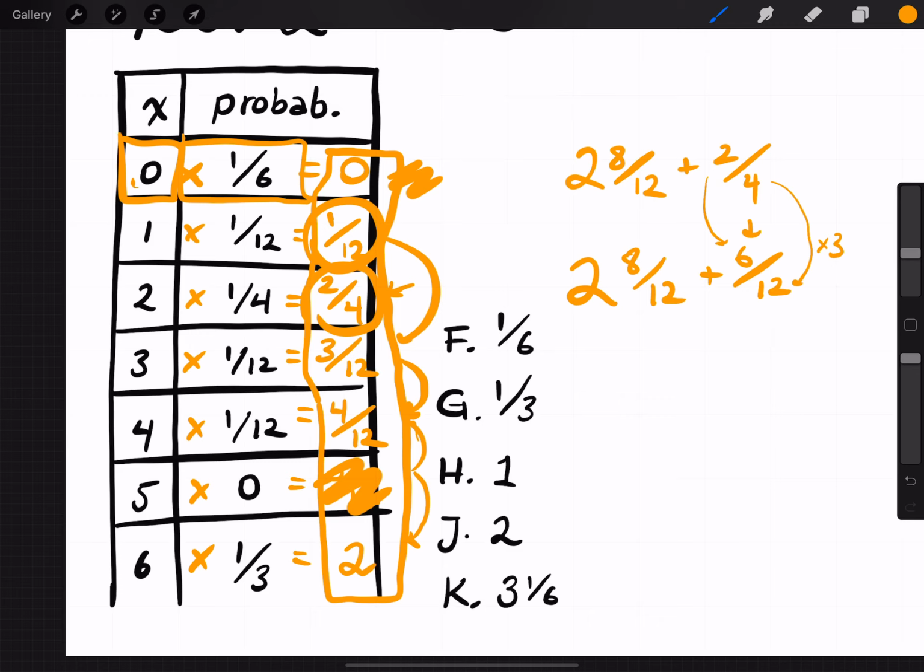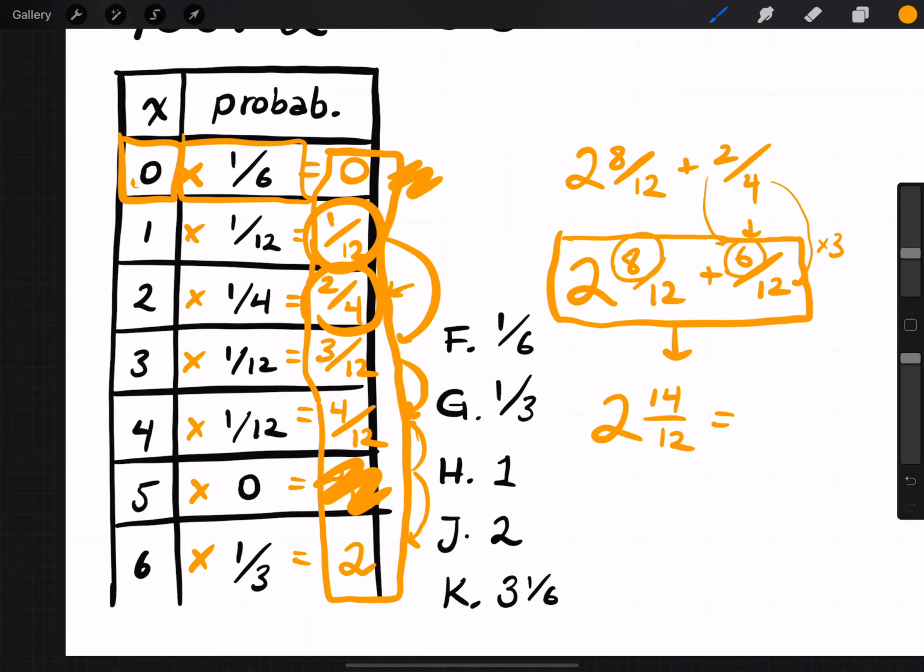I know I made it seem easy when I said we just had to add. This is actually some hard fraction adding. You could use your graphing calculator for this by all means. 8 plus 6 is 14, so I could say it's 2 and 14 twelfths. I like that one. That would turn into 3 and 2 twelfths. Okay, now we're back to the spot I was in before. That simplifies to 3 and 1/6.